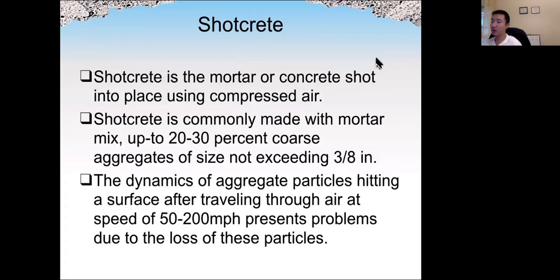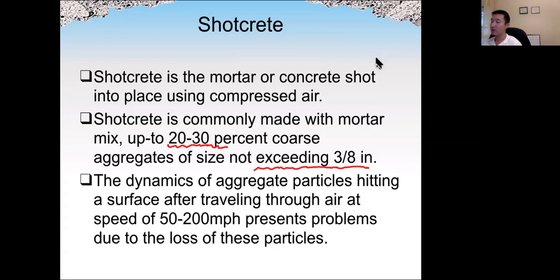Again, we use compressed air to shoot the concrete, mostly mortar, onto a surface. The surface could be horizontal, vertical, or even an overhead placement. The coarse aggregate percentage is lower compared to traditional concrete, only around 20 to 30% coarse aggregate. And also the size is smaller because we need to shoot the concrete through the nozzle.